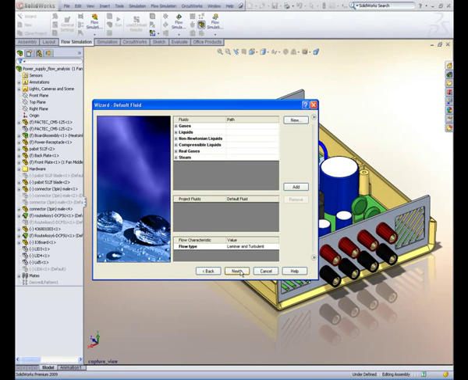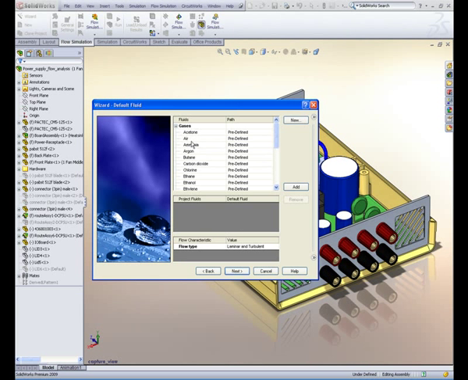Next, we will define the principal fluid in our system, which is going to be air.